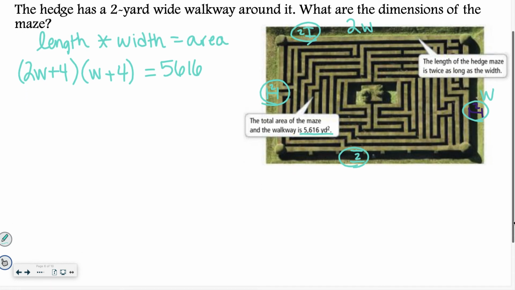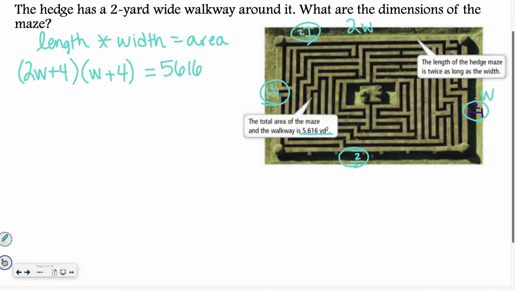Before I can move on to the completing the square portion, I have to FOIL this. So I have 2W times W is 2W squared. 2W times 4 is 8W. 4 times W is 4W. And 4 times 4 is 16.